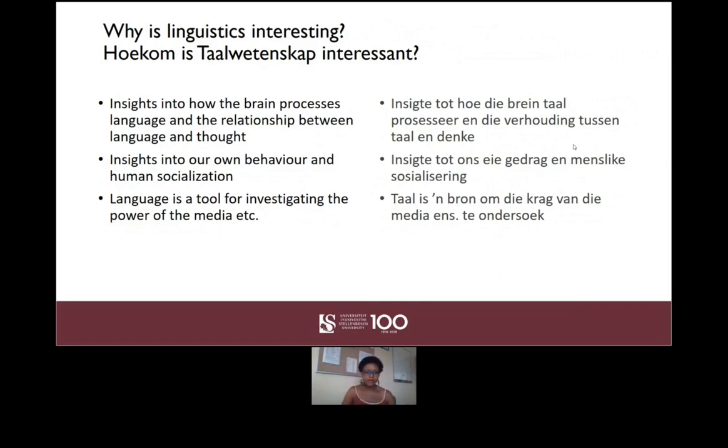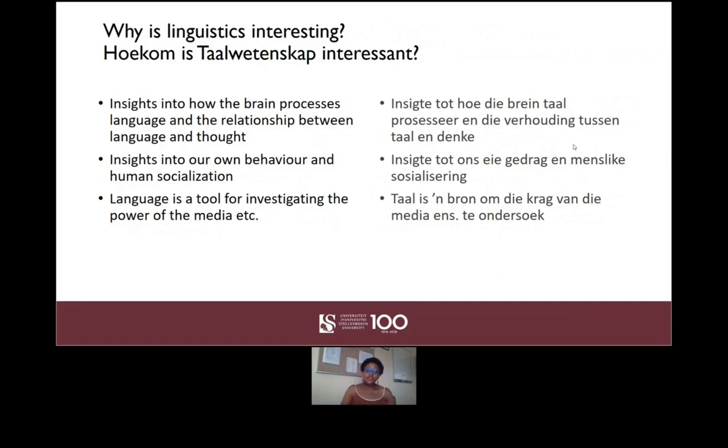Linguistics also gives us insights into our own behavior and human socialization. An example of this, for instance, would be the ways that we show respect in the way that we use language in different languages. So for instance, do you then say sisi, buti, auntie in front of people's names? Do you maybe use the third person to refer to adults when you speak to adults? Those kind of things reflect our socialization.